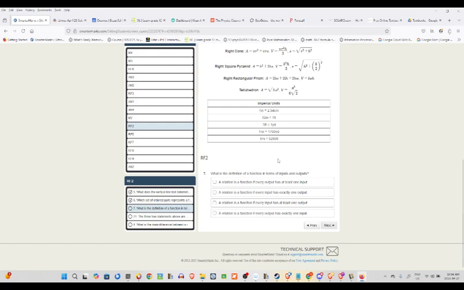Multiple choice 7. What is the definition of a function in terms of inputs and outputs? A relation is a function if every output, we could probably stop reading right there because the restriction's on the inputs. Every output has at least one input? Not necessarily. The line y equals x is a function. Every output has exactly one input. A relation is a function if every input has exactly one output. That is the definition. Not at least one output. And it has nothing to do with how many outputs are in there. So it is B.